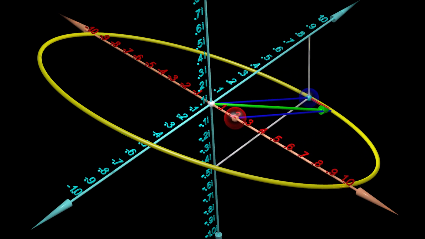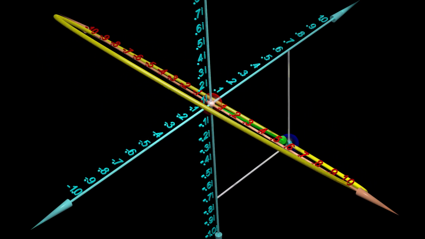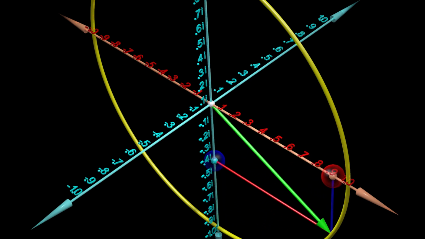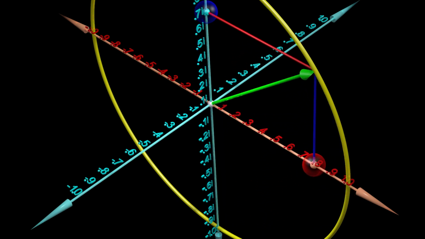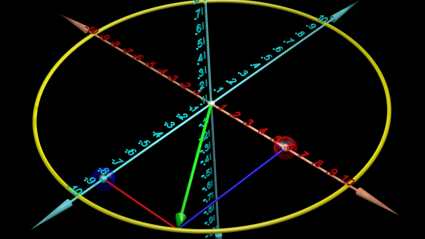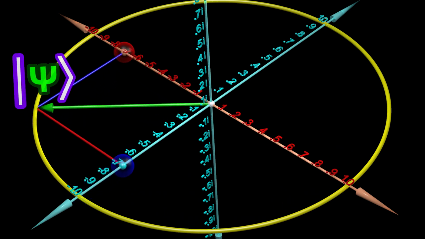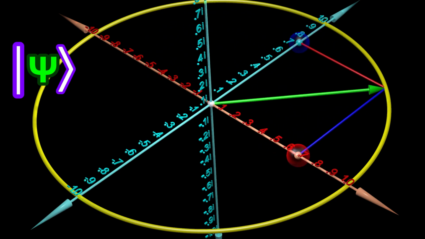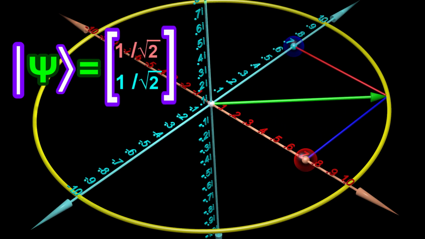If we use the Pythagorean theorem, we can see that the sum of the squares of the length of the red and blue lines must be equal to the square of the length of the green vector, which is 1. The green vector represents the quantum state of the system, and it's represented with this symbol. In this animation, we only show cases where the imaginary component of the first coefficient is 0, because this animation is limited to only 3 spatial dimensions.